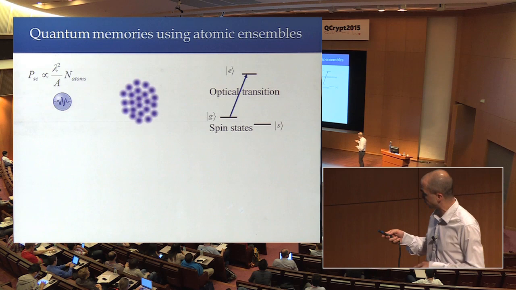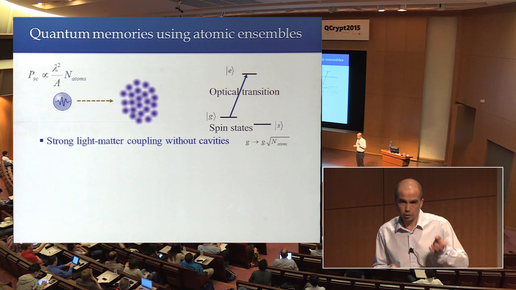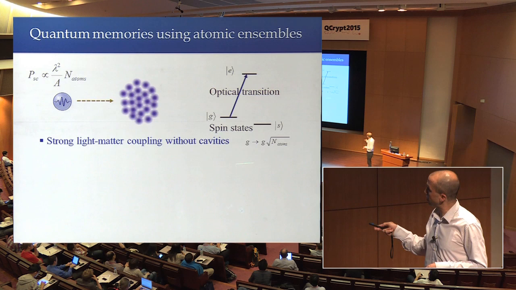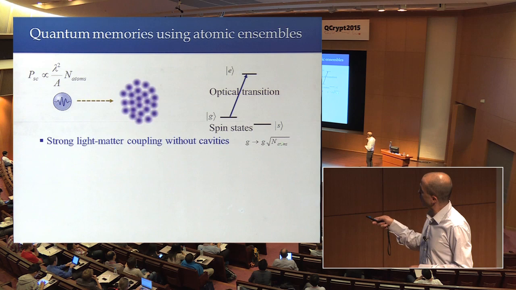So here, the nice point is that you can have strong coupling between the light and the atoms without high-finesse cavities. This is a very nice advantage. It's much easier to do in practice. And the coupling now scales as g times the square root of the number of atoms.